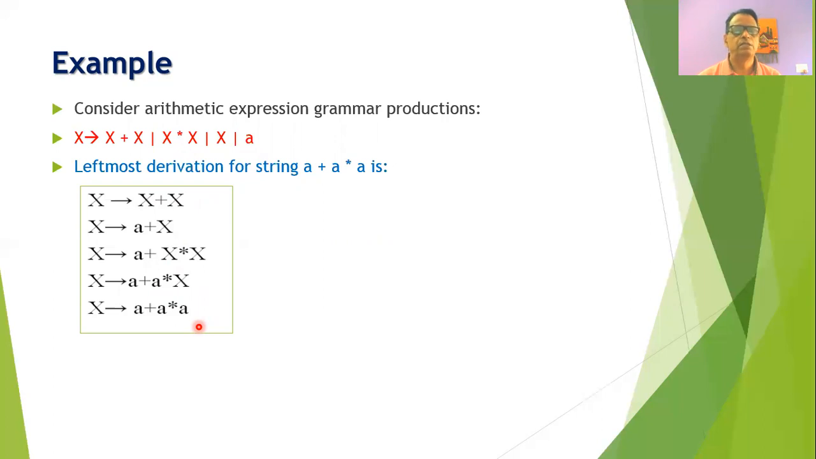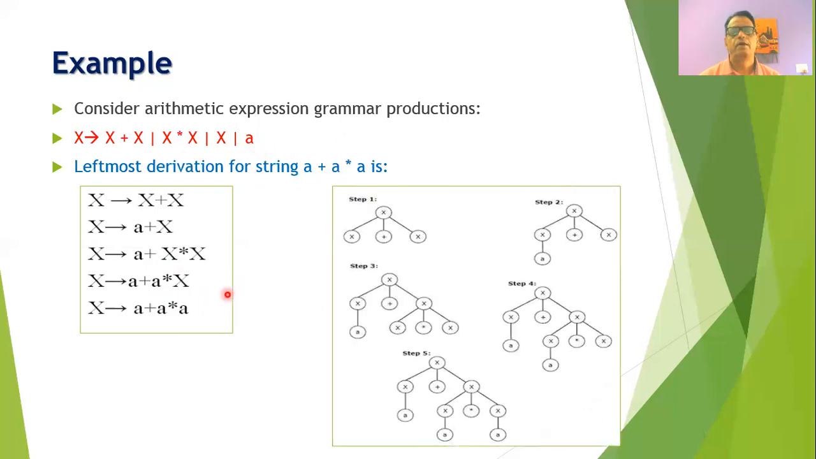So one can easily say that this string belongs to this grammar. So syntactically, this string is a part of this grammar. Now, whenever we want to represent it graphically, then step one can be represented by the parse tree like this, where X is being derived by using X plus X.